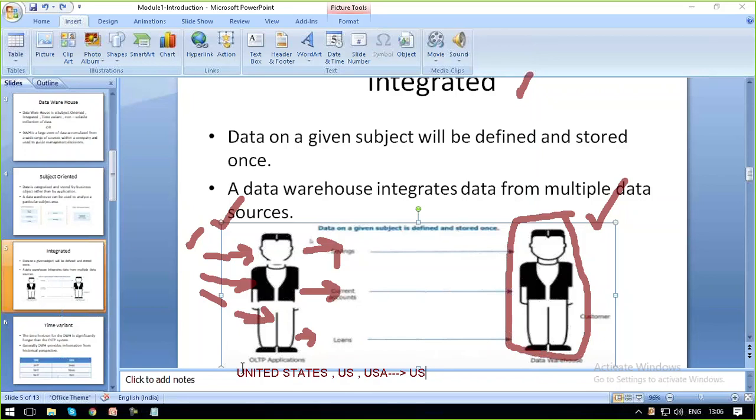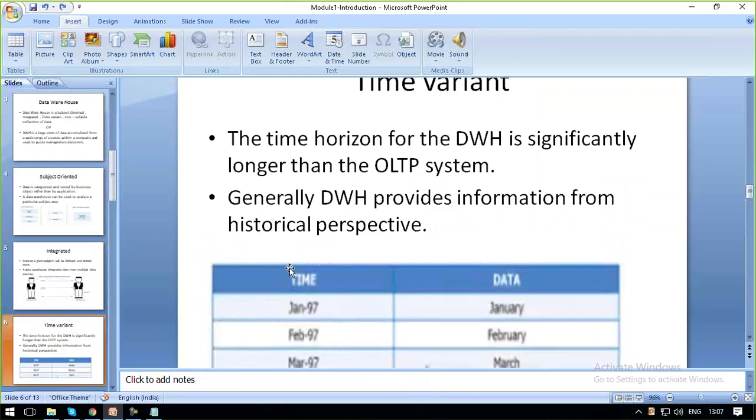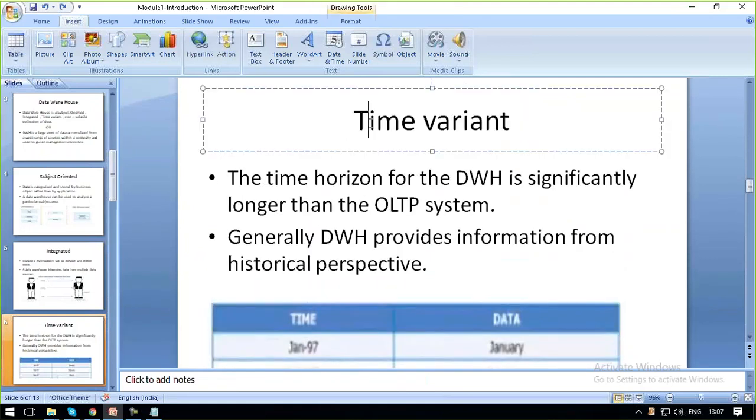Whoever is working as an ETL person, the one who is converting and looking at all these things, will make one single keyword for all 3 different names for a single country. This is how we can say that data integration is being maintained within the data warehouse, because from different sources, from different data, we are making it one thing so that it will not be complex. Okay, the third term present within the definition of data warehouse is time variant.